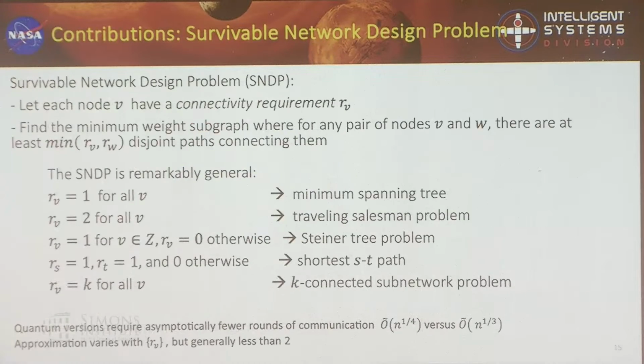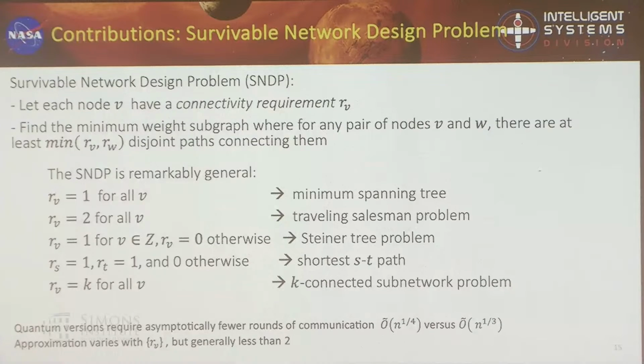And then the survivable network design problem is a very broad class of problems, and basically you're given for any node V a connectivity requirement RV. And the problem is to find the minimum weight subgraph where for any pair of nodes, V and W, there are at least min of RV, RW, so the two connectivity requirements for those two nodes, disjoint paths between them. And it's really remarkably general.